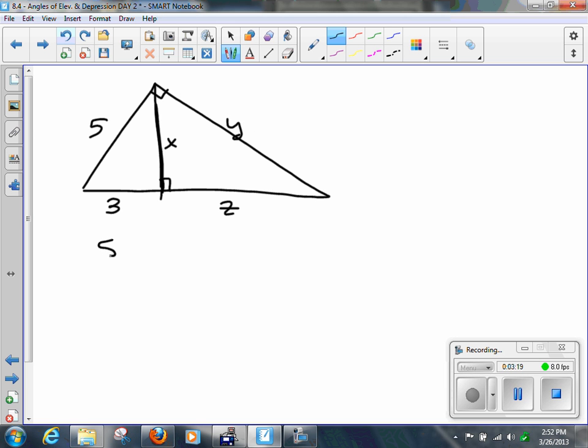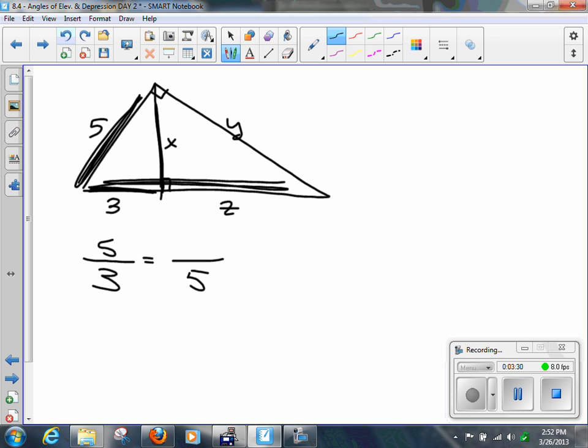All right, so if 5 is the leg, put it on the diagonals. And you see me do this every time we do a problem. It touches 3, and it touches the whole thing, which is what? 3 plus z. Very good. Not 3z, because then that leads me to thinking you're multiplying. Okay? So then I cross multiply.